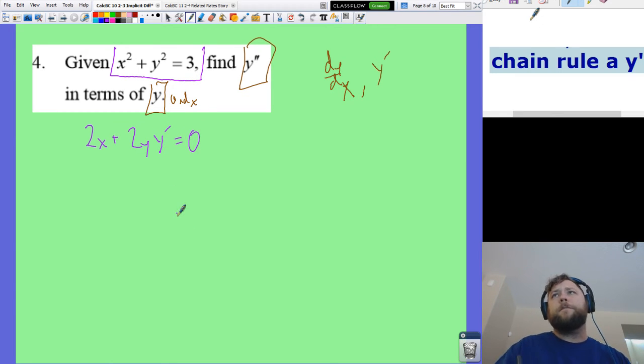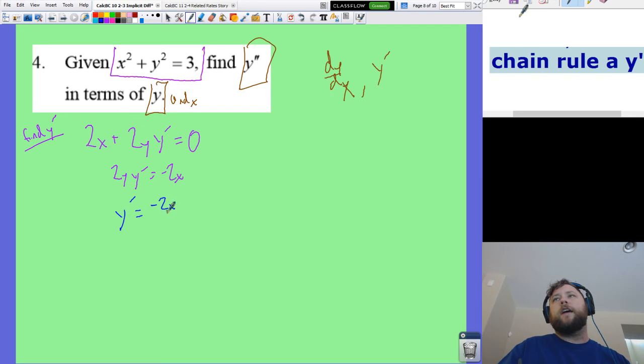For the first step, you want to isolate and find your y prime. Subtracting 2x on both sides, I get 2y times y prime equals negative 2x. Then I divide by 2y on both sides, so y prime equals negative 2x divided by 2y, which I can simplify as negative x over y. Cool. Now we're going to find y double prime.